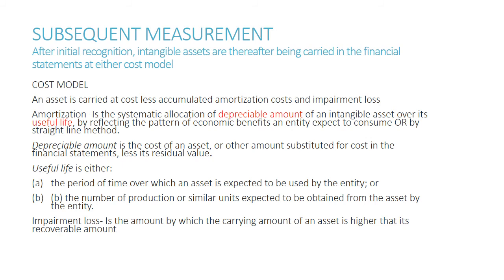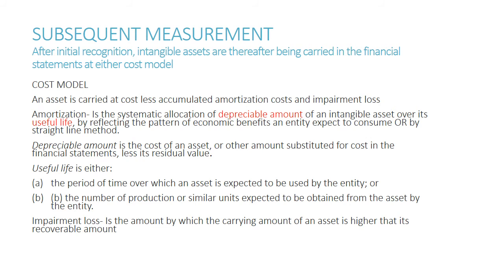In the cost model, an asset is carried at cost less accumulated amortization and accumulated impairment loss. Amortization is a systematic allocation of the depreciable amount of an asset over its useful life, reflecting the pattern of economic benefit an entity expects to consume, or by the straight line method. Amortization is similar to depreciation in PPE, but for intangible assets we use the term amortization. So we take the depreciable amount of an asset and allocate it over the useful life of the asset.